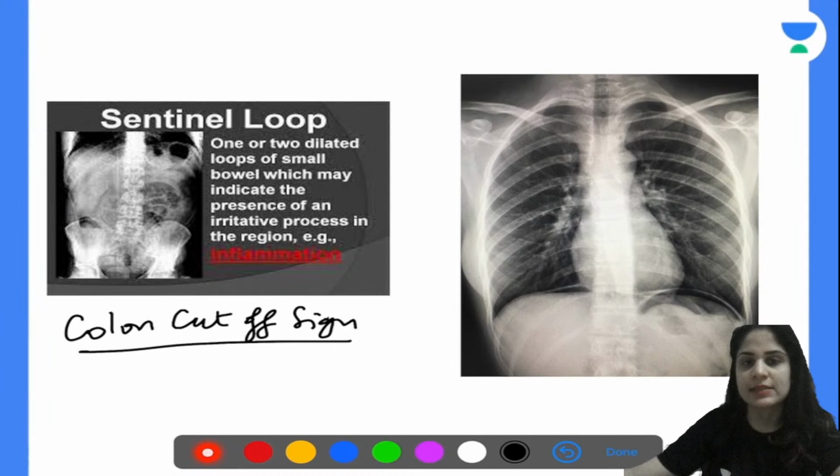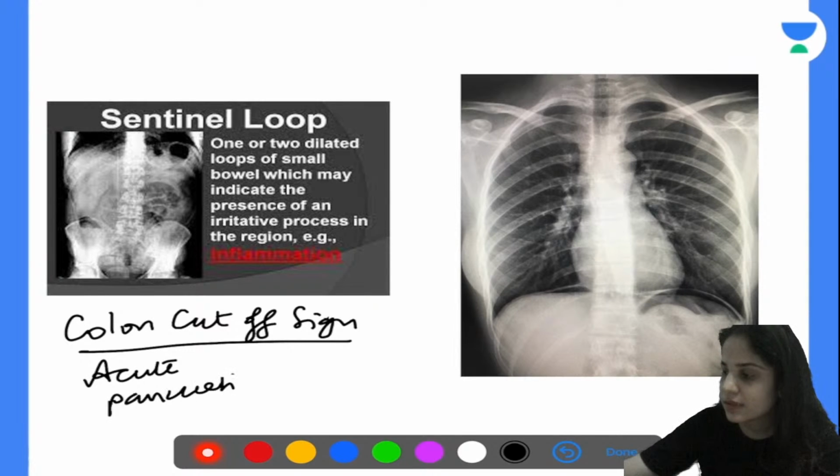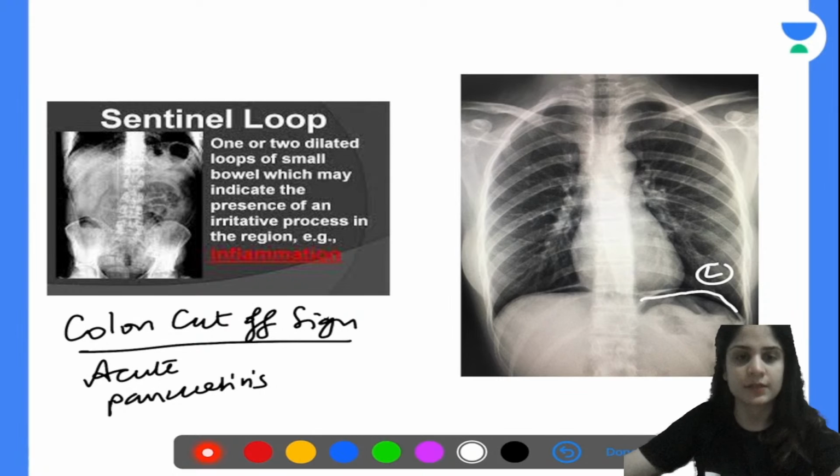Okay. Now, next one, this is very easy. You tell me the diagnosis. There is gas under the left hemidiaphragm. There is also gas under the right hemidiaphragm. What is the name of this sign? And in which condition do you see it?